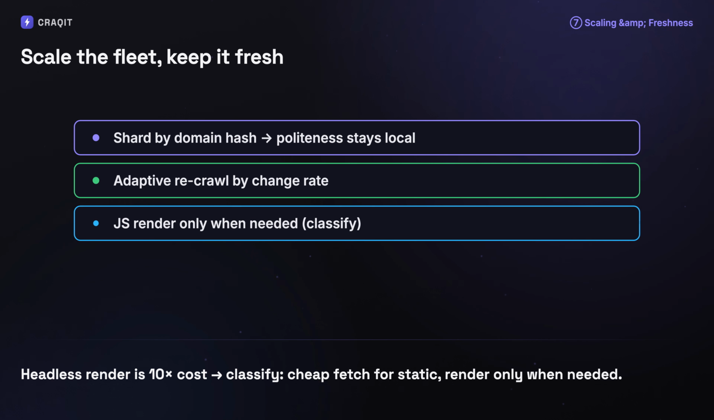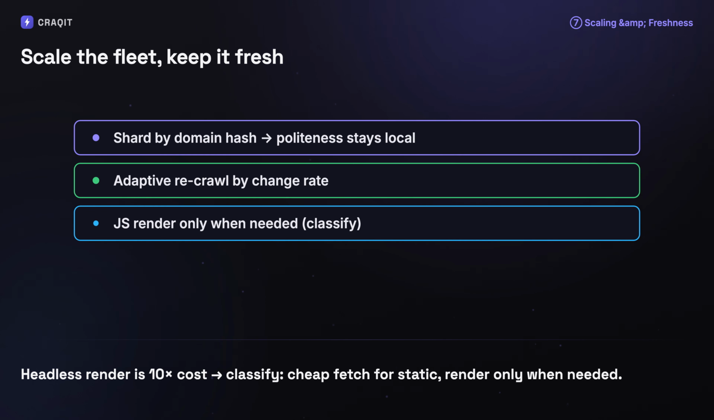JavaScript rendering. Many modern pages are near-empty HTML plus JavaScript, and rendering them needs a headless Chromium at roughly 10 times the CPU and memory of a plain fetch. So you classify: cheap fetch for static pages, expensive render only when a page actually needs it. Rendering everything would blow your entire compute budget.